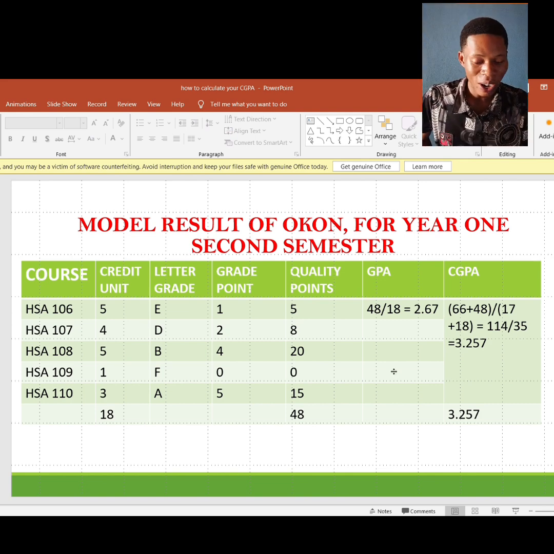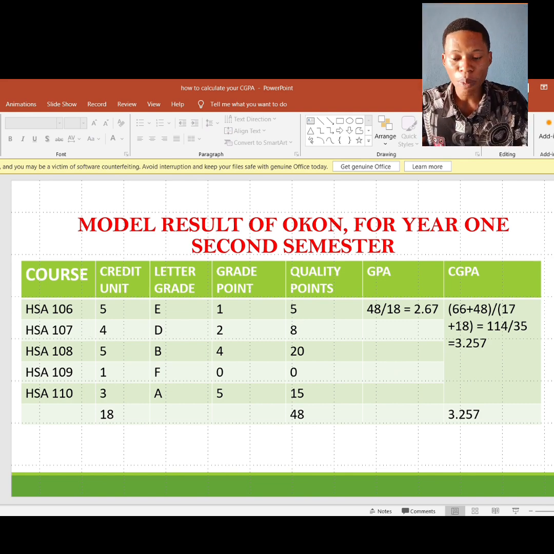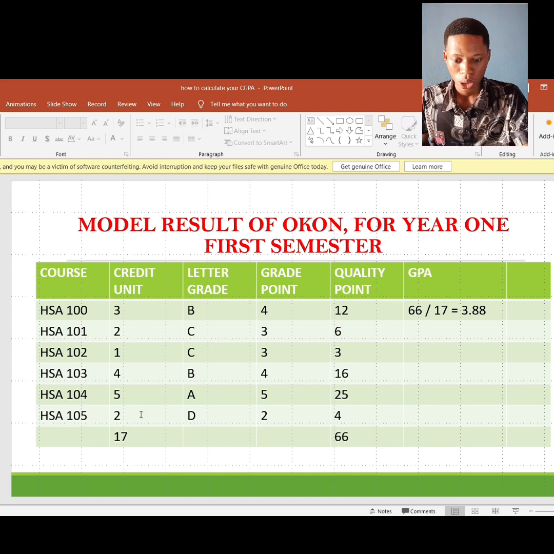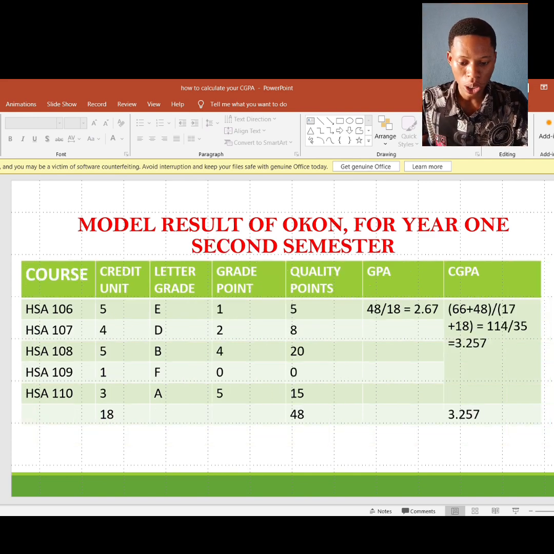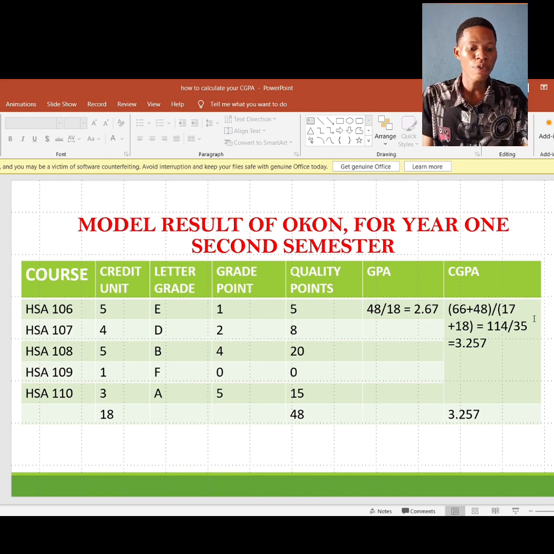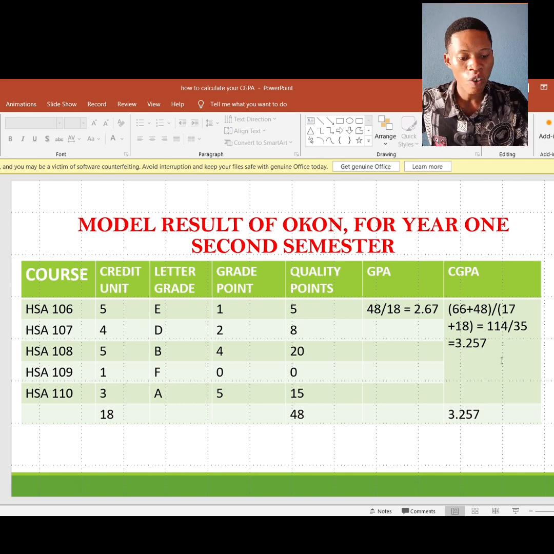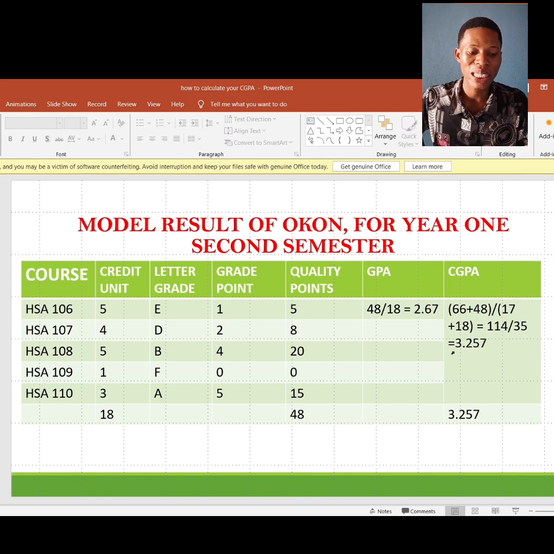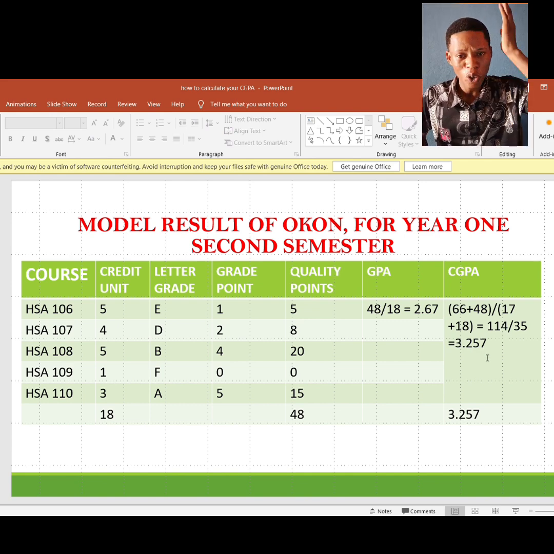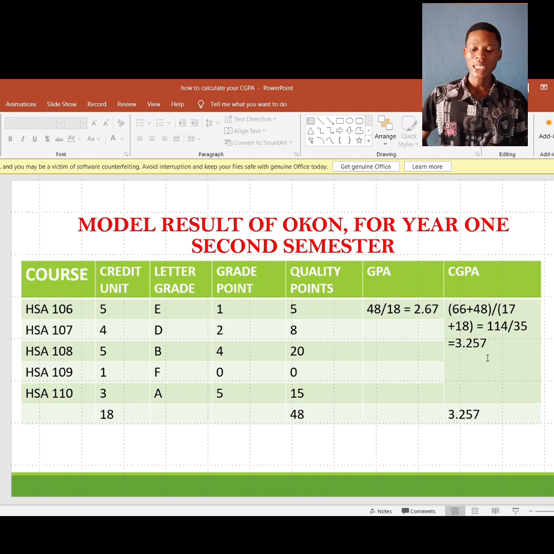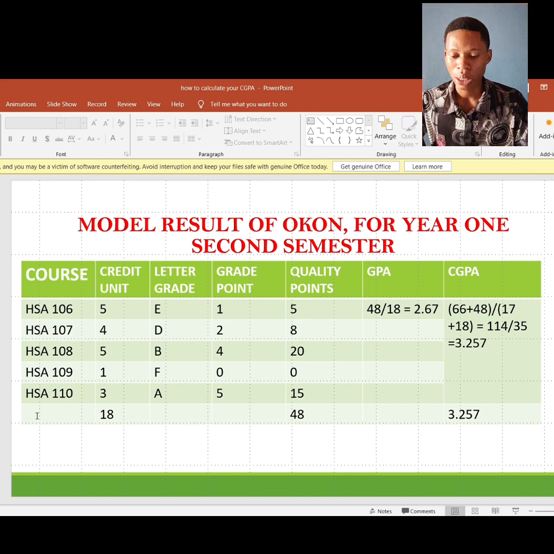All over, you divide by the total credit units for both semesters. The credit unit for first semester was 17. The credit unit for second semester was 18. So 17 plus 18. Now if you add 66 plus 48, you have 114, all over the total credit unit 17 plus 18, 35. Now what you have is 3.257. That is that person's CGPA for year 1.